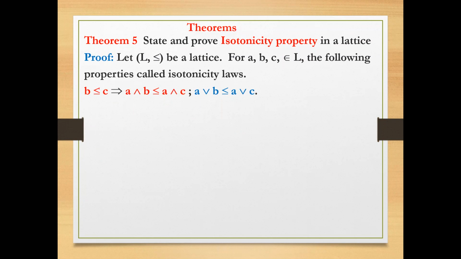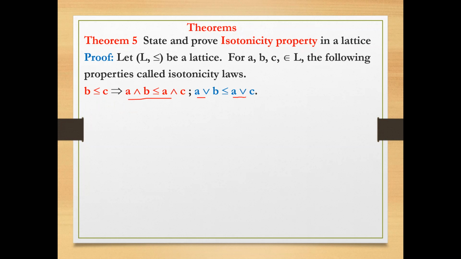That means what we have done here in this equation, we have taken A meet on both sides, A meet B and A meet C, and similarly A join B and A join C. So he says if you have two elements which are related, for example B is less than or equal to C, then you can apply A meet on both sides as well as you can apply A join on both sides. This is called the isotonicity law in a lattice.